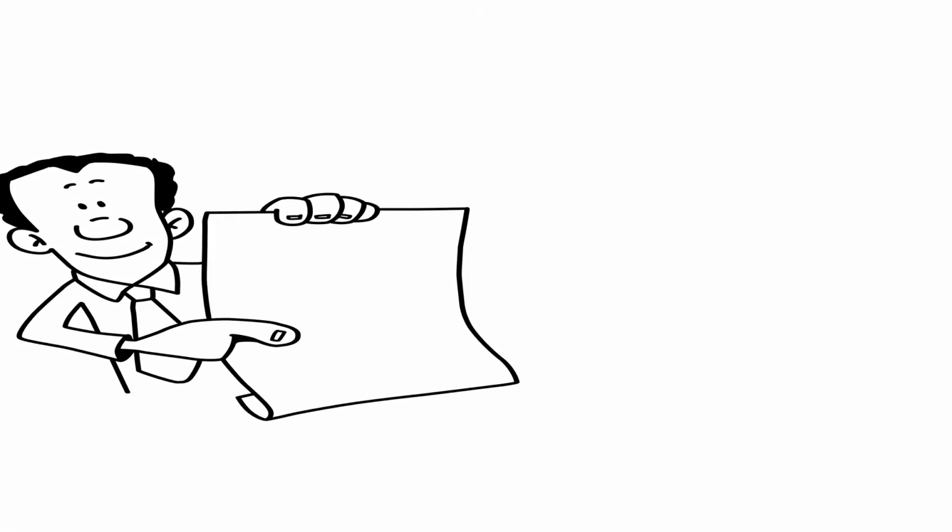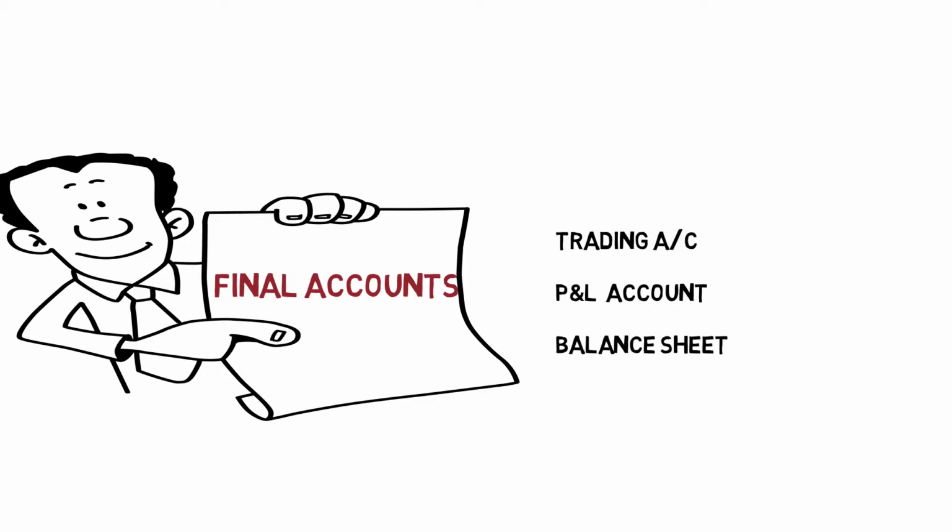In class 11th, we have learned about final accounts. In final accounts, we prepare three types of accounts, that is, trading account, profit and loss account, and the balance sheet. The gross profit that we get from the trading account is transferred to the profit and loss account, and the net profit that we get from profit and loss account is then transferred to the balance sheet.